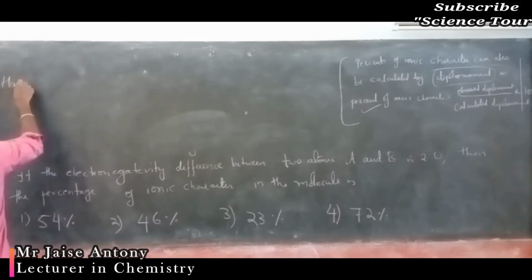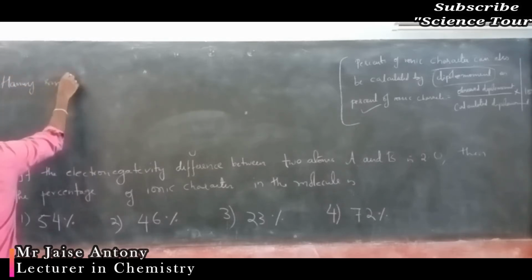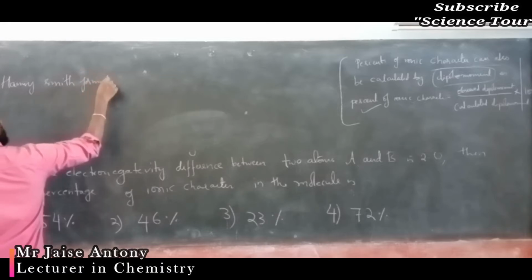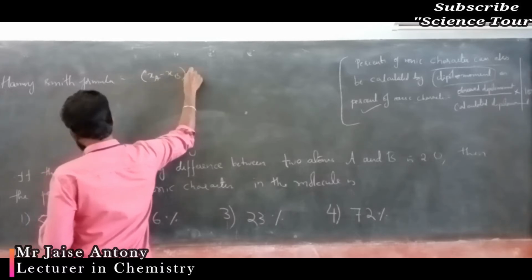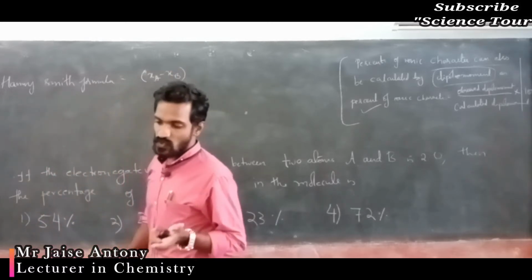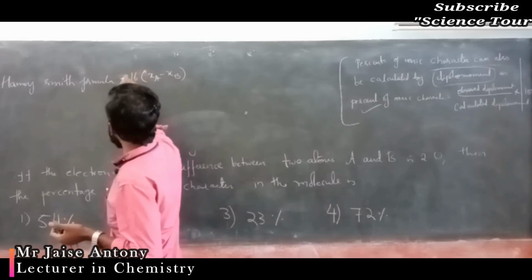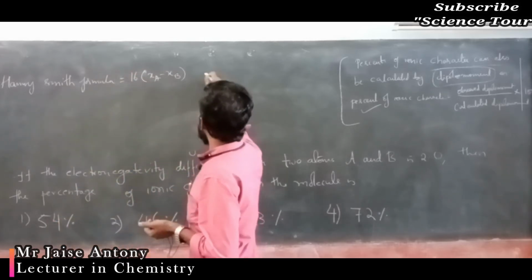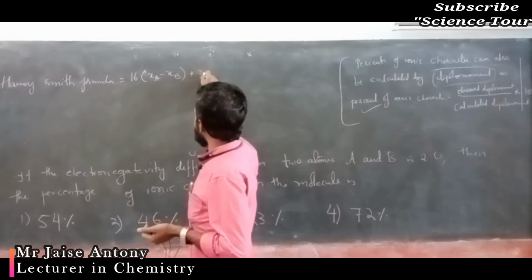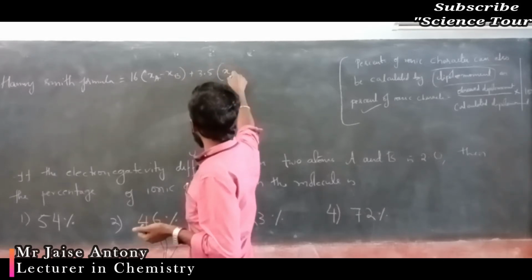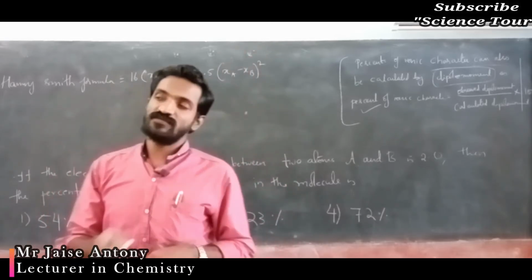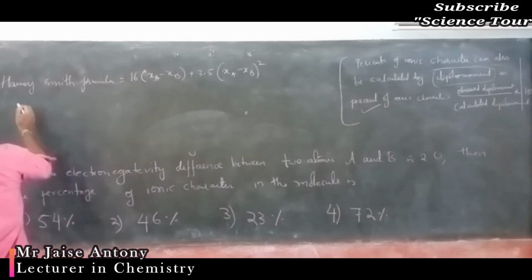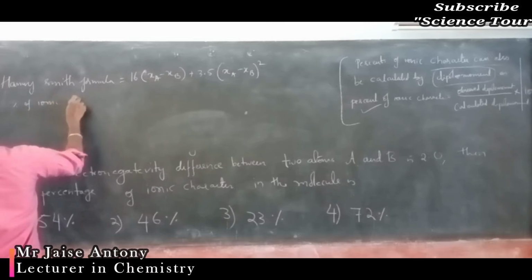Hannay-Smith formula. What does the Hannay-Smith formula say, my dear students? The percentage of ionic character is 16(XA minus XB) plus 3.5(XA minus XB) whole square. This is the Hannay-Smith formula to find the percentage of ionic character.